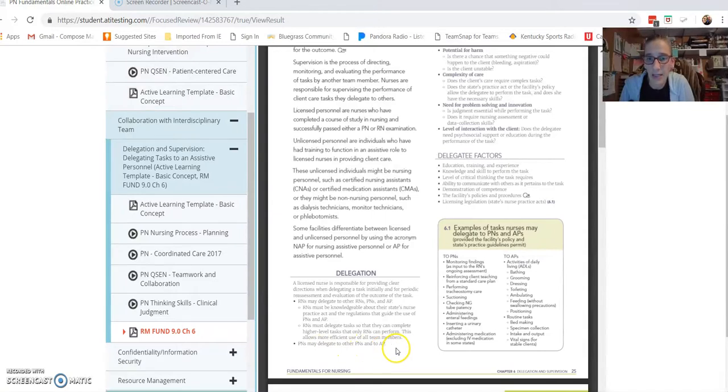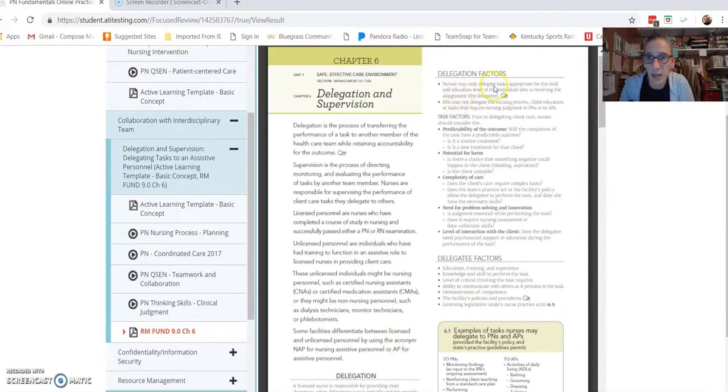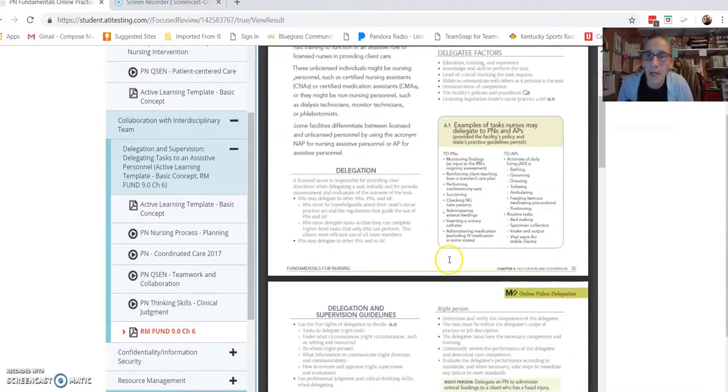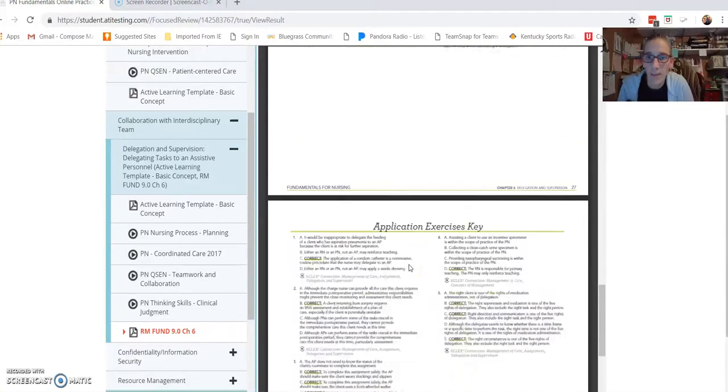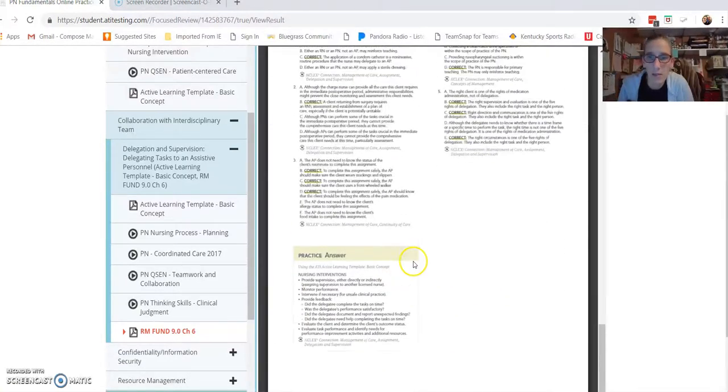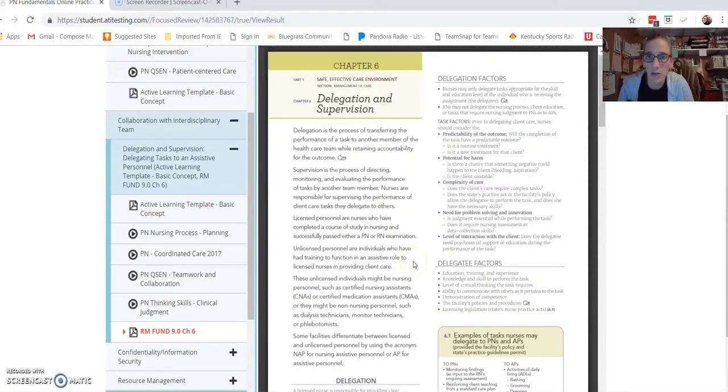As a PN, we can delegate to other PNs and assistive personnel. Nurses have to make sure that the person they're delegating to has the appropriate skills and education level for the assignment. And that's probably going to be 2 of my bullet points. I'm just trying to throw something out there for you. Okay. So this is all about delegation. You got lots of information that you can pick from. Here's some quizzes, quiz questions. Be sure you look through.